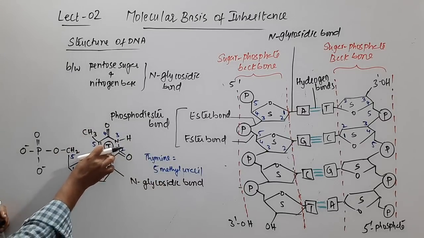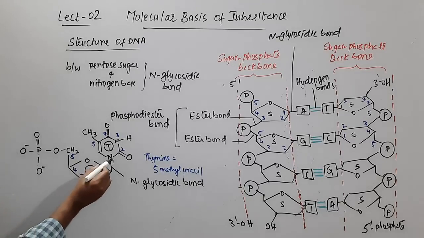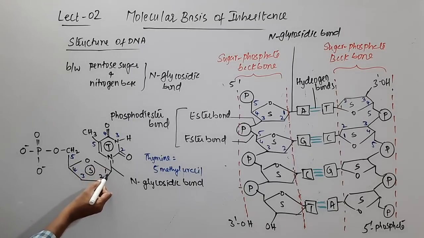When I have taken a pyrimidine, you need to note that the first carbon of the pentose sugar will bond with the first position nitrogen in the case of pyrimidines.